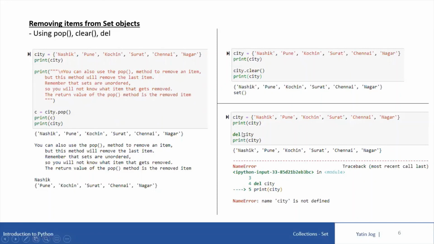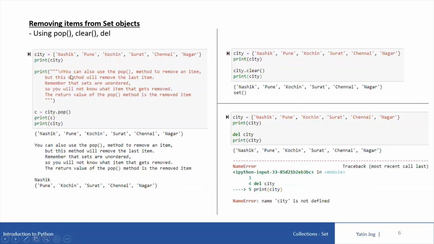Now city object is not present, so there is no definition of city object. Then if I try to print the city contents, it will give name error. Name city is not defined. Because of this del instruction at this line, interpreter will delete the city object. So on next line, when interpreter will try to execute this statement, it will not find any city object. So it will give name error, name city is not defined. So you can use del to delete the complete object itself.